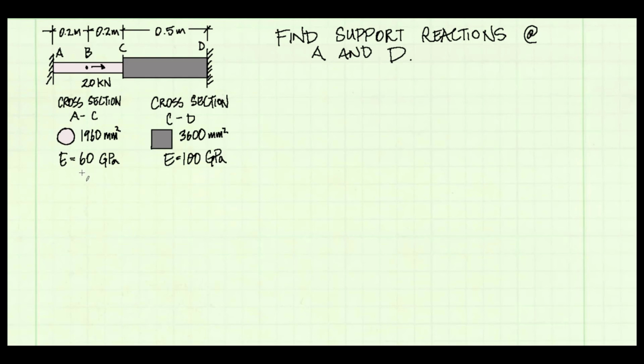The modulus of elasticity in the section from A to C is 60 gigapascals, and from C to D the modulus of elasticity is 100 gigapascals. And at point B, halfway in the middle of member AC, there is a 20 kilonewton load applied to the right. And we want to find the support reactions at both A and D. We are going to need a compatibility equation to solve this, and we have two ways to get it. The first way is the force method, so let's do that.